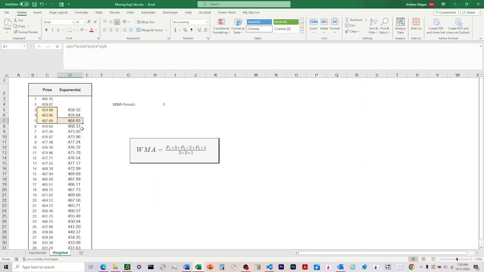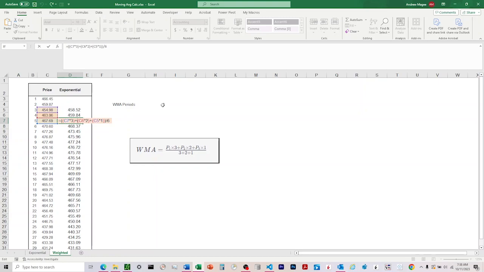So if we look here at this 464.03, we're timesing the 467.69, which is the price for this given day, by 3. The prior day, 463.06, we're timesing that by 2. 454.98, the one from the day before yesterday, timesing by 1. And then we're dividing that by adding up.